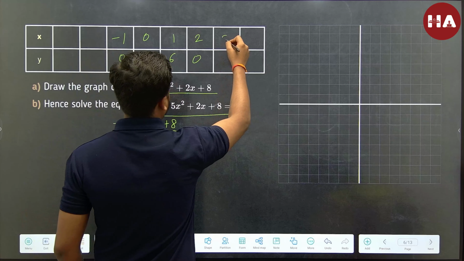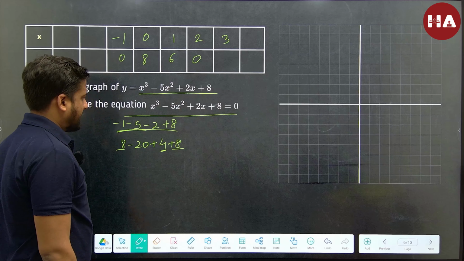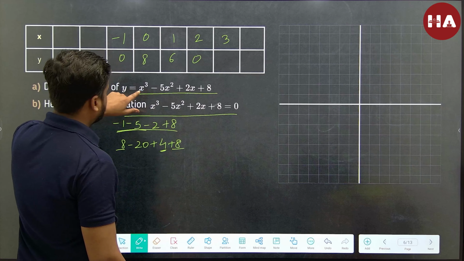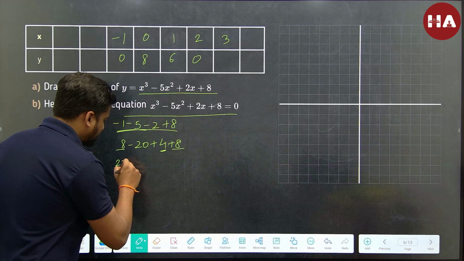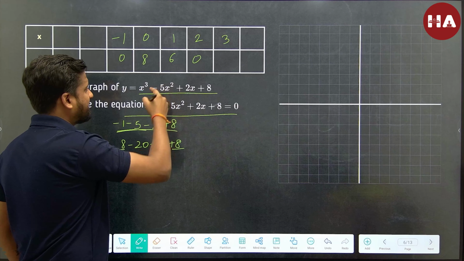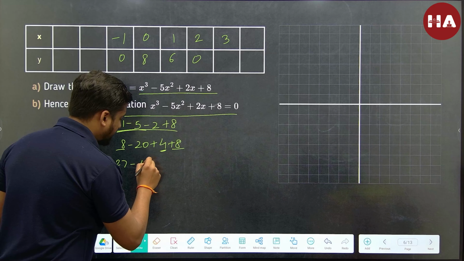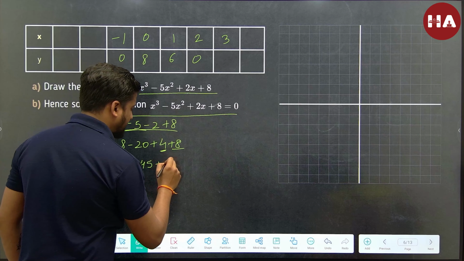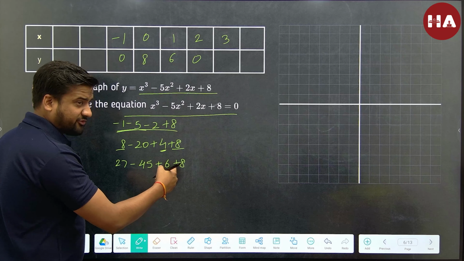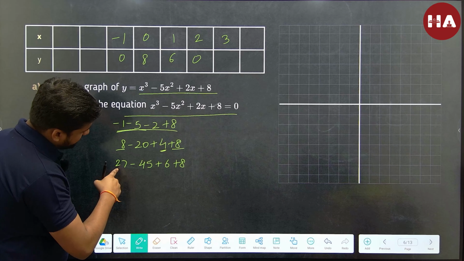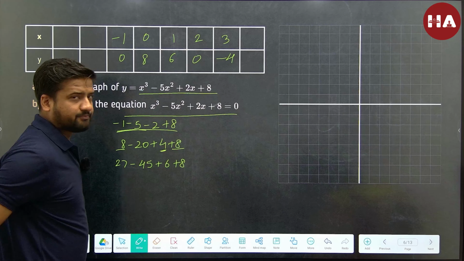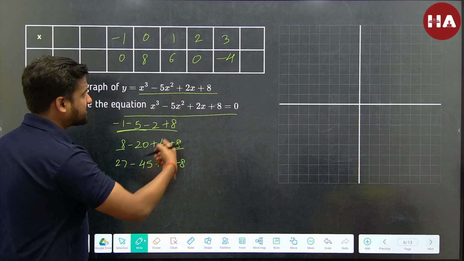Now let's talk about x as 3. When x is 3, what do you get? 3 cube, that is 27, right? Minus, what is 3 square? 9. 9 times 5 is 45, plus 2 times 3 is 6, plus 8. 8 plus 6 is 14, 14 plus 27 is 41, minus 45 is minus 4, yes. Next, 4.